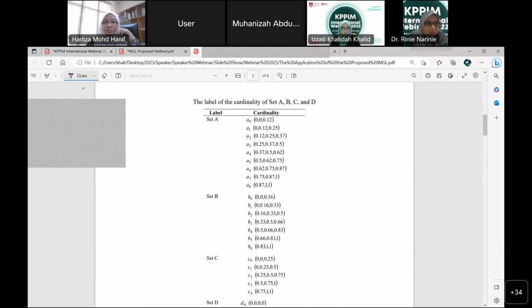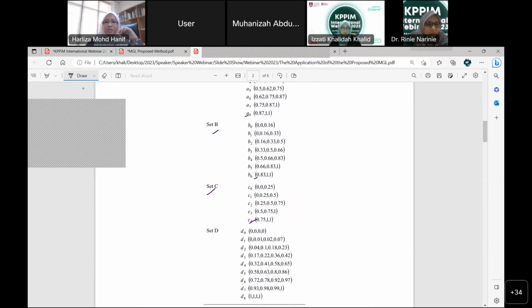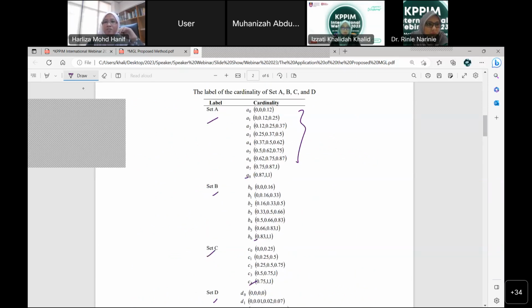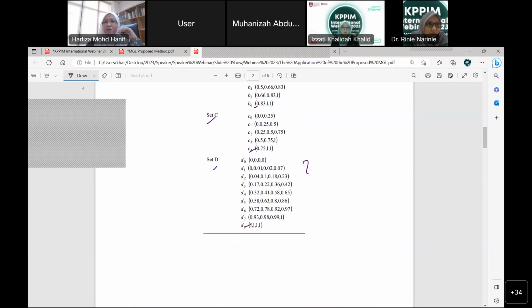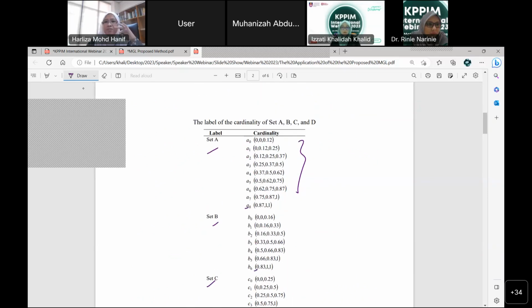of the cardinality, the linguistic term set, we have set A with 8, set B with 6, set C with 4, set D with 8, and so on. What's the difference between set A and D? Actually, this one is in the form of triangular, and this one is in the form of trapezoidal. So we have 4 terms there. For triangle we have 3.